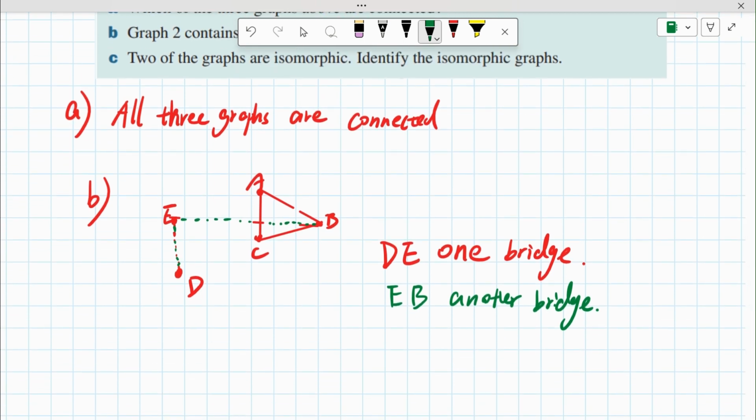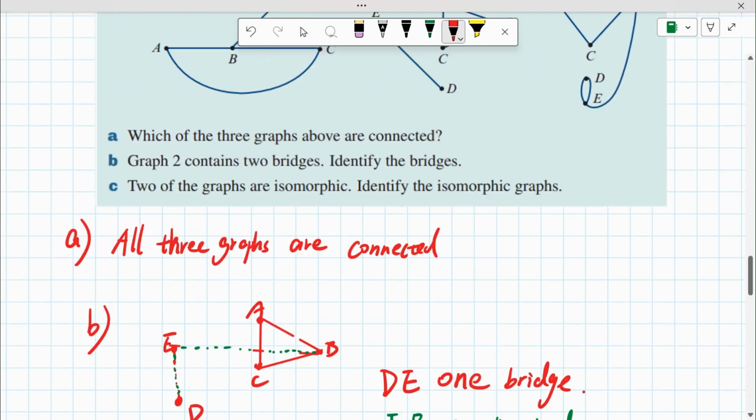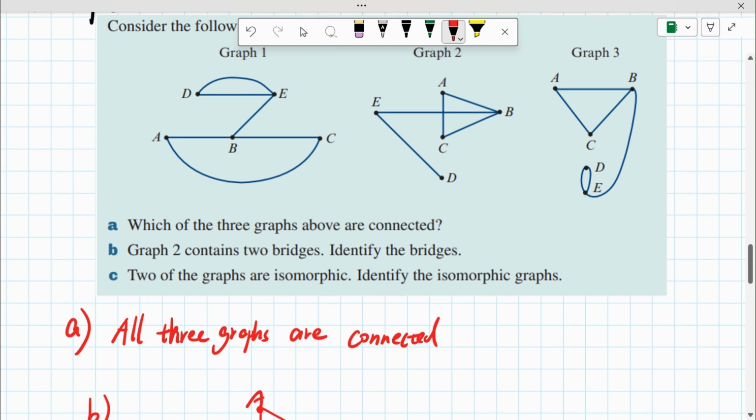So question C says two of the graphs are isomorphic, which is like equivalent, and we need to identify those two graphs. First we can check that all these graphs have the same number of vertices and edges. All three graphs have 5 vertices: A, B, C, D, E.